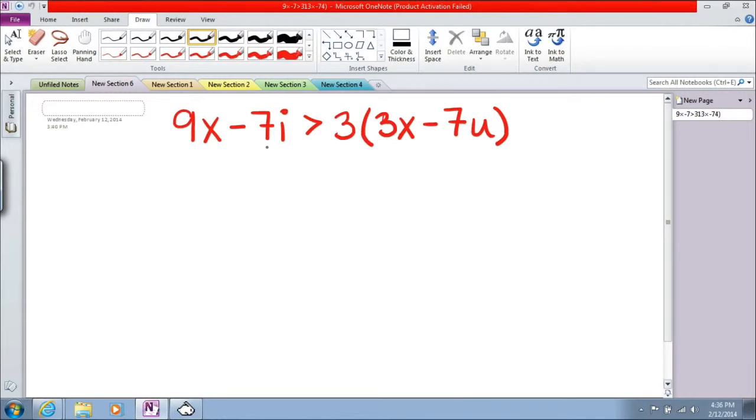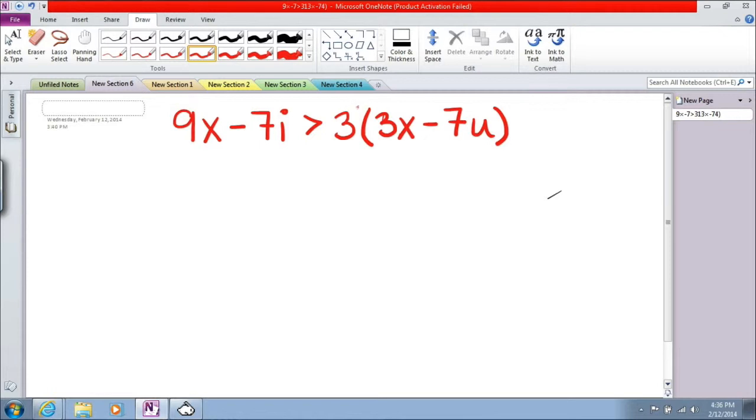So it's an inequality. I did post this on the Facebook feed if anybody read it. So there's this inequality, 9x minus 7i is greater than 3 times the quantity of 3x minus 7u. Kind of seems like a bunch of garble, it's pretty complicated, but what if we simplify it? I'm going to show you kind of a surprise.